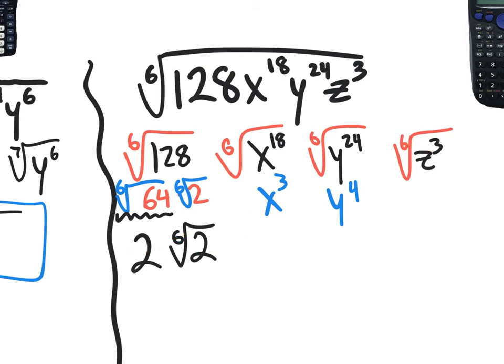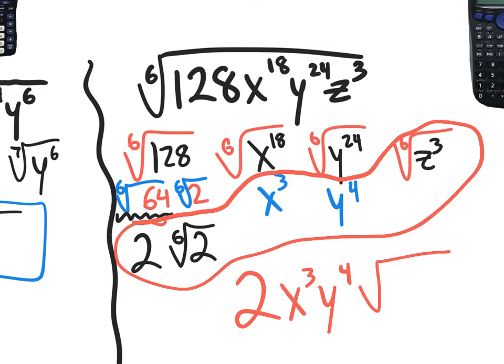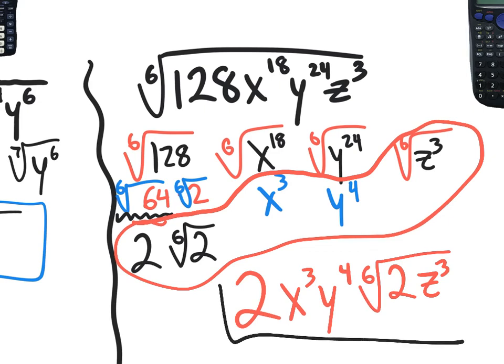But let's just organize it. Let's put the nice number 2 out in front. Let's put the nice x to the 3rd next. The next nice y to the 4th. And then after that, the radicals, which are 6th roots in this case. And we're going to put the 2 first and then the z to the 3rd right next to it together underneath that same radical. And that is your answer right there.